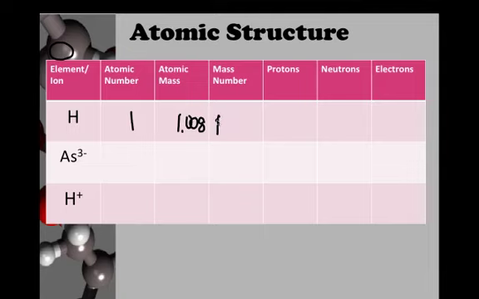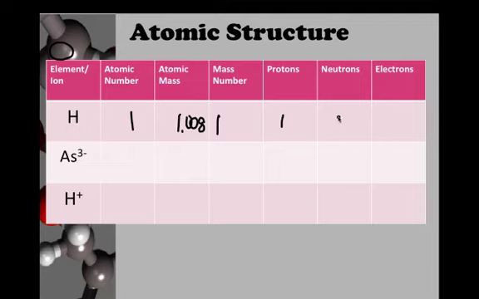And so the number of protons we said was equal to the atomic number, so that's going to be 1. And then the number of neutrons: we have to subtract the atomic number from the mass number. The mass number is 1 and the atomic number is 1. Well, that's easy, because 1 minus 1 is 0.